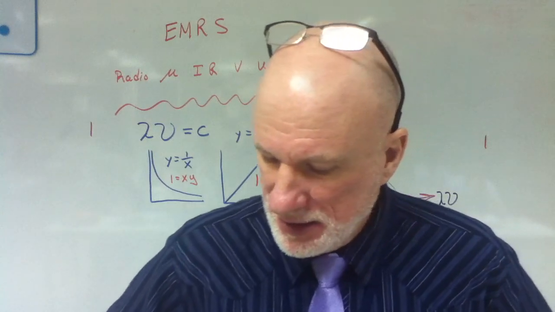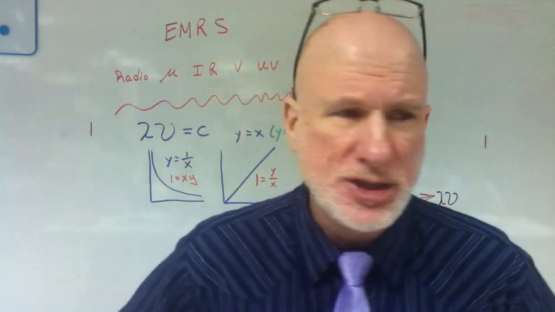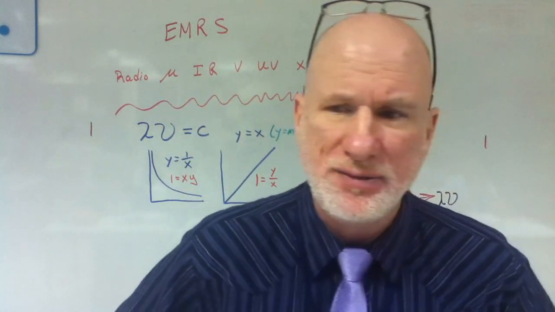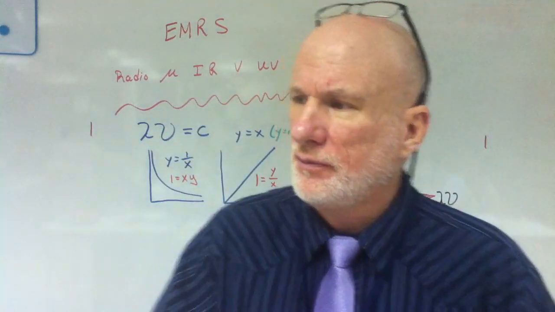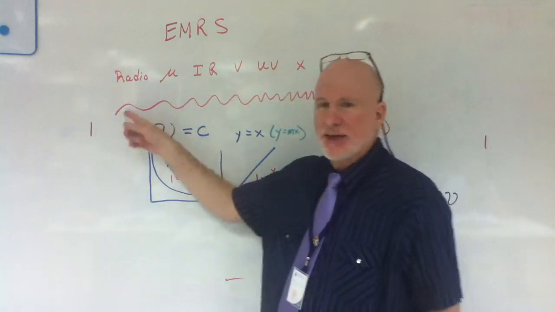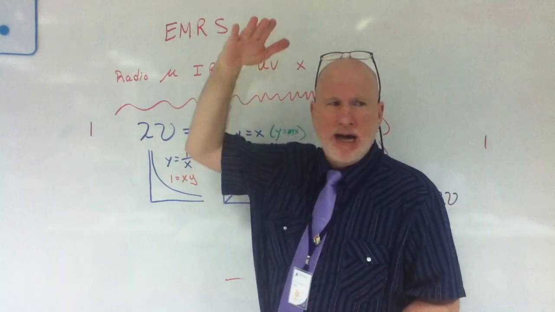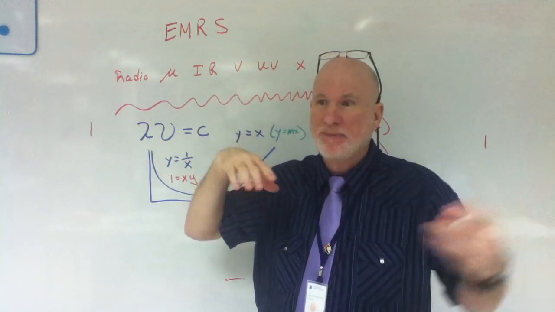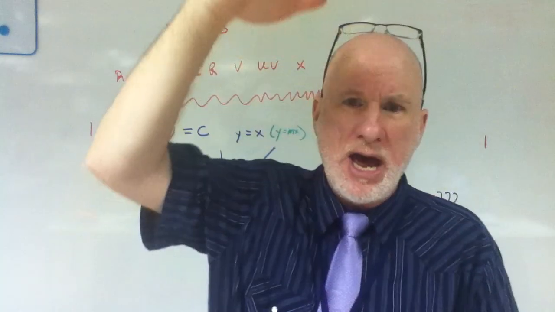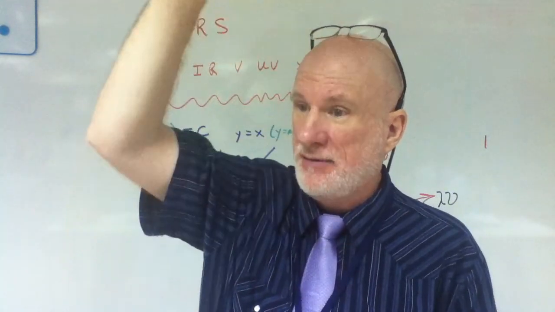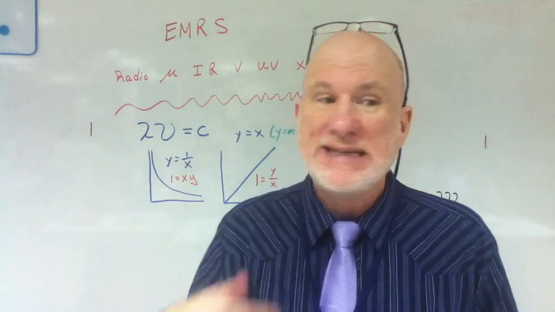So anyway, electromagnetic radiation is in waves. These waves have structure. We talked about crest, trough, amplitude. Amplitude is loudness, if you're talking about sound, or intensity.